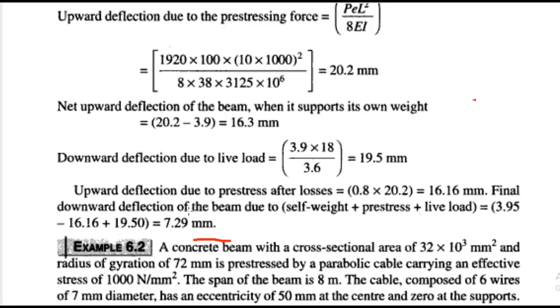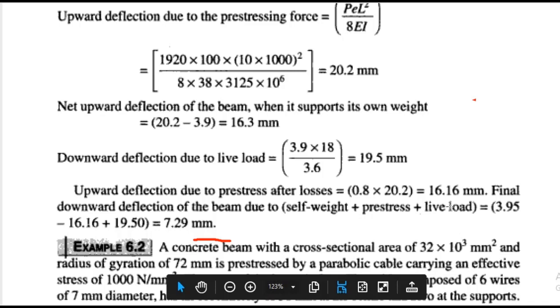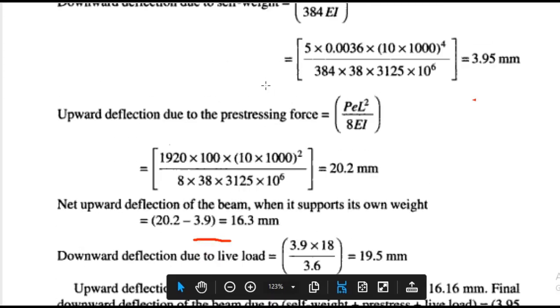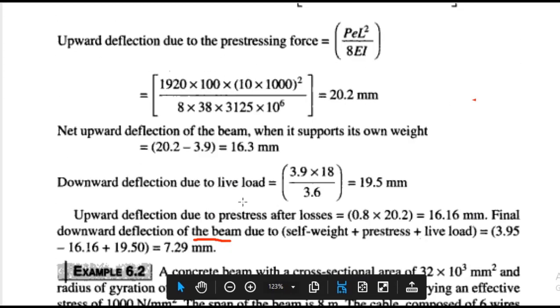Then the final downward deflection of the beam due to self-weight, pre-stress plus live load, first we have to calculate. That means the downward deflection of the beam due to self-weight as well as due to pre-stress and due to live load. We have to calculate that value. It will be equal to 3.95 minus 16.16 plus 19.50. By combining all these values, we get the final deflection of the beam. The self-weight deflection of the beam we are getting as 3.95.